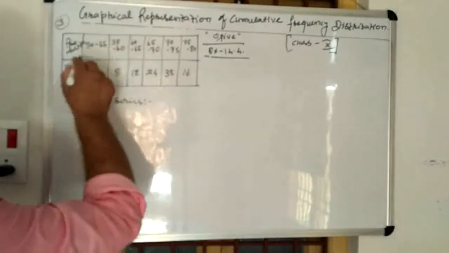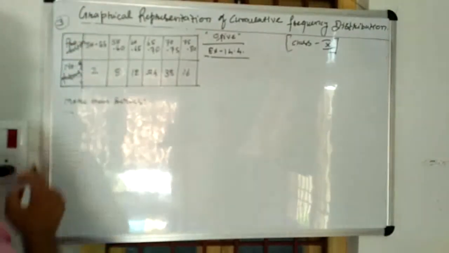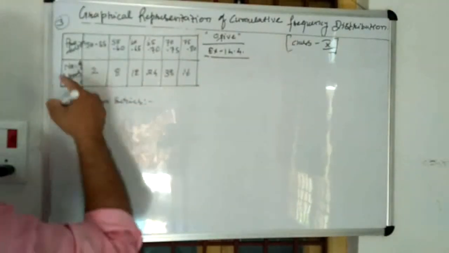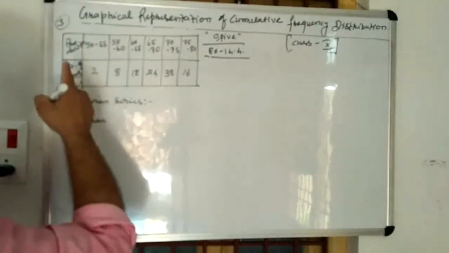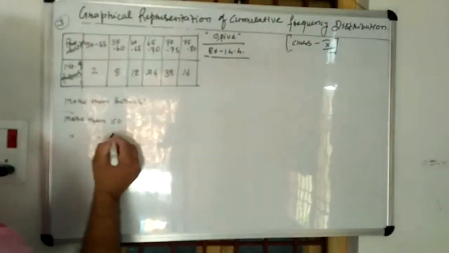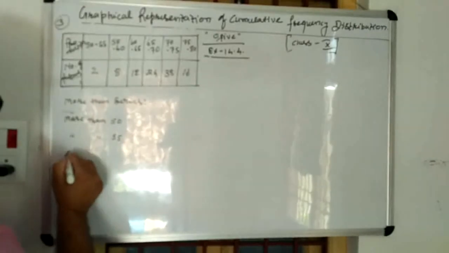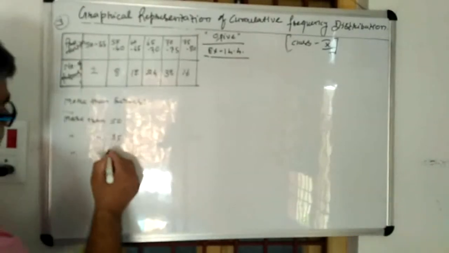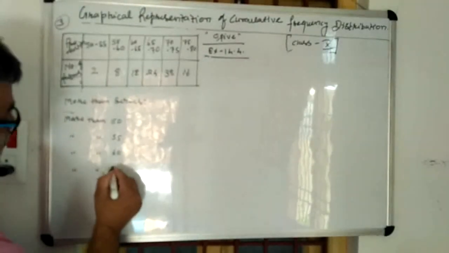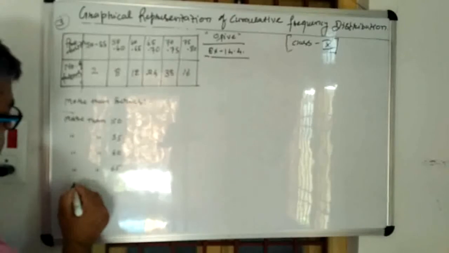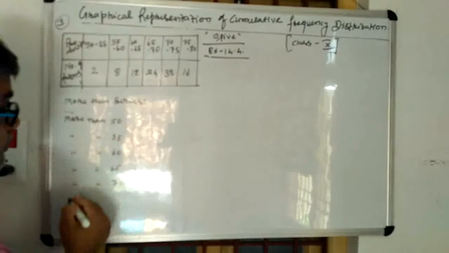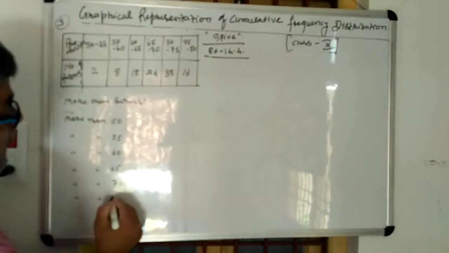So first we take the lower limit. So first we write more than 50, more than 55, more than 60, more than 65, more than 70, and more than 75.